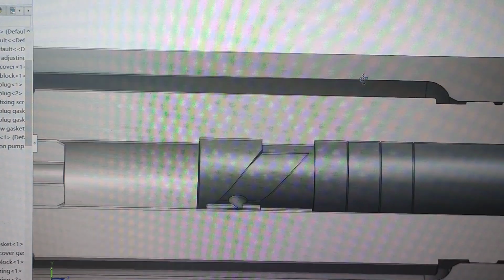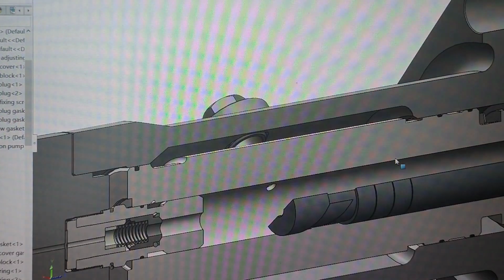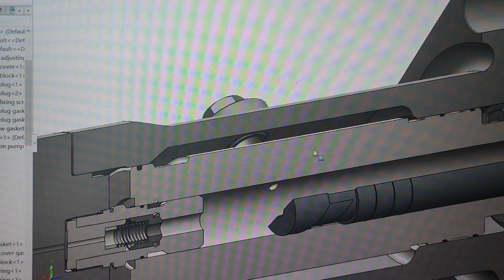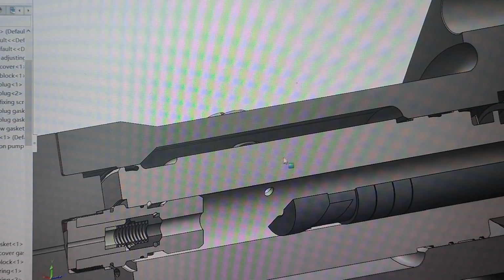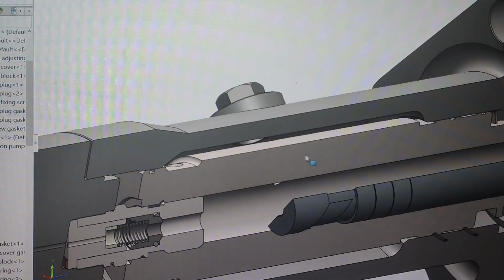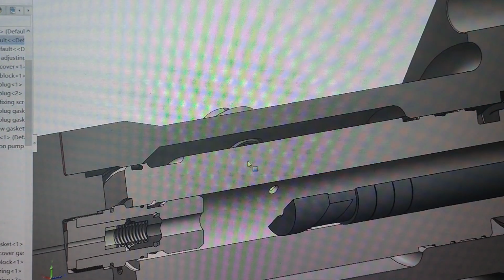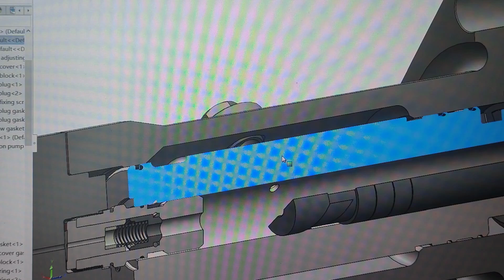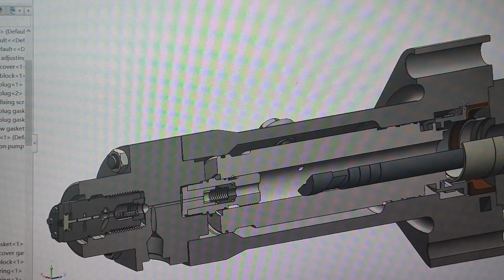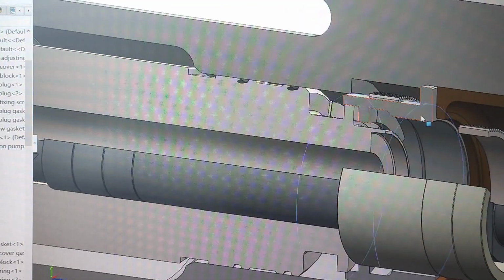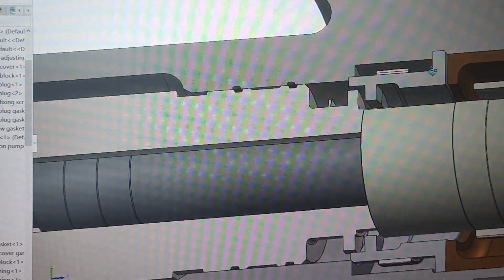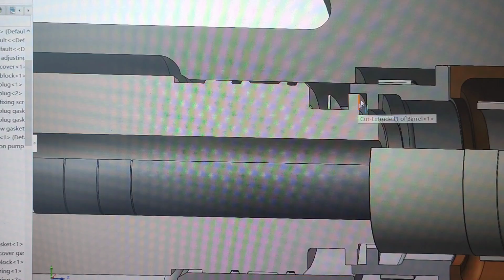So how do they adjust the start of the injection? They just move this barrel upward or downward, referring to the cam, the center of the cam. So how is this accomplished? It is accomplished by the spiral shape here.